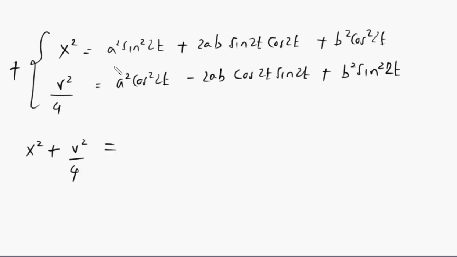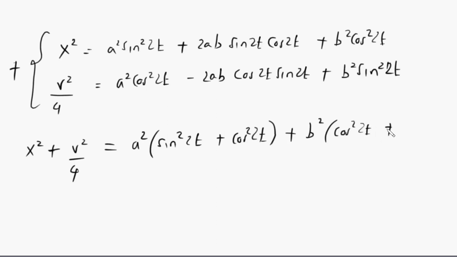so huyu na huyu nikijumlisha, a squared is common, so napata a squared, ndani nakuwa na sine squared 2t plus cos squared 2t. Huyu na huyu wanafanana kila kitu, afu mmoja ni plus, mwingine ni minus, kwa nikijumlisha inakuwa 0. Lakini huku I have b squared is common, so remain is cos squared 2t plus sine squared 2t. So cos squared plus sine squared is 1, okay? So anabakiza tu na x squared plus v squared over 4 is equal to a squared plus b squared.